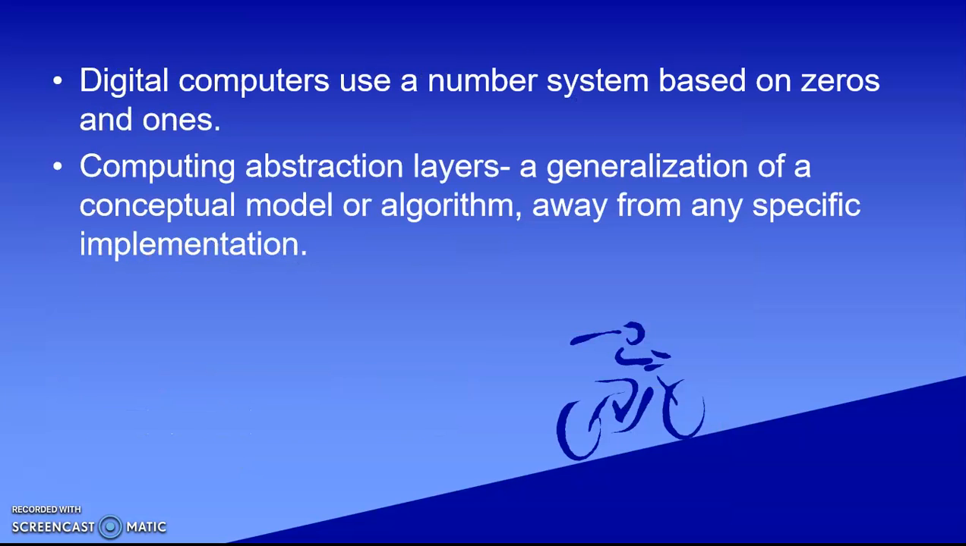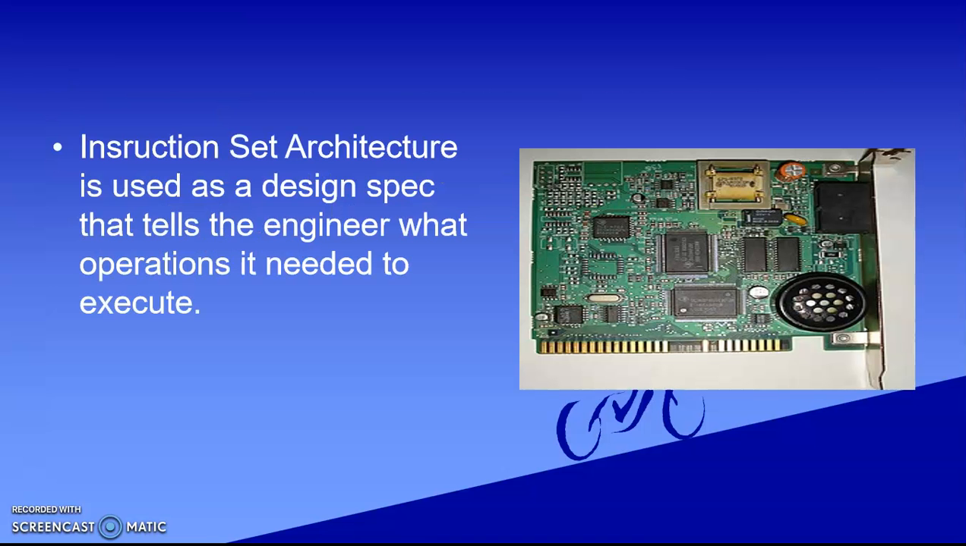Digital computers use a number system based on zeros and ones. Computing abstraction layers are a generalization of a conceptual model or algorithm away from any specific implementation. Instruction set architecture is used as a design spec that tells the engineer what operations need to be executed.